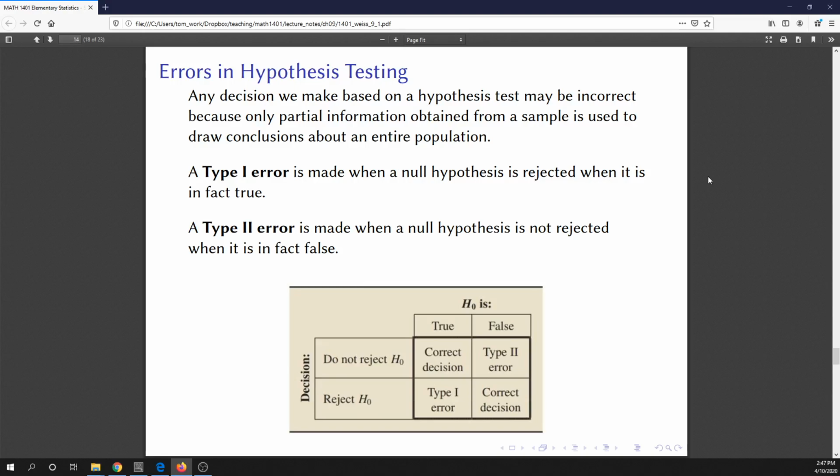The only way to be totally correct would be to take data from the entire population. And again, that's not really feasible in a lot of situations. We can't do that because there's too much time, too much money involved, and other reasons as well. But the thing to keep in mind is that anytime you do these hypothesis tests, you're going to have some error involved. It's possible to make errors, okay?